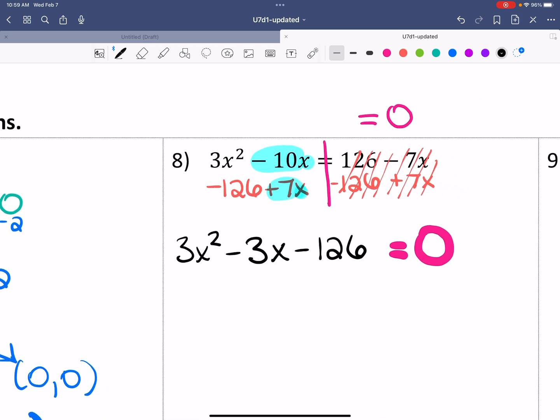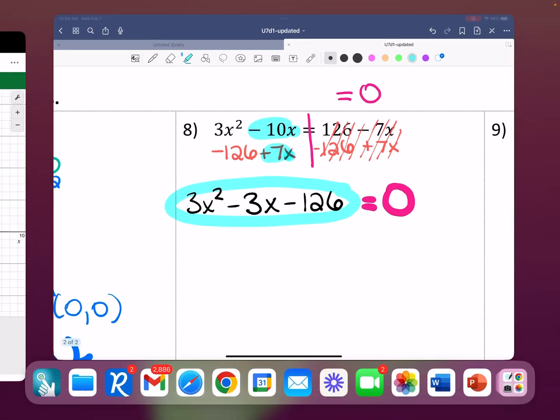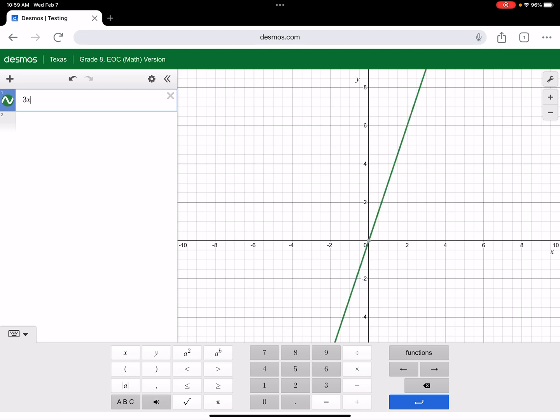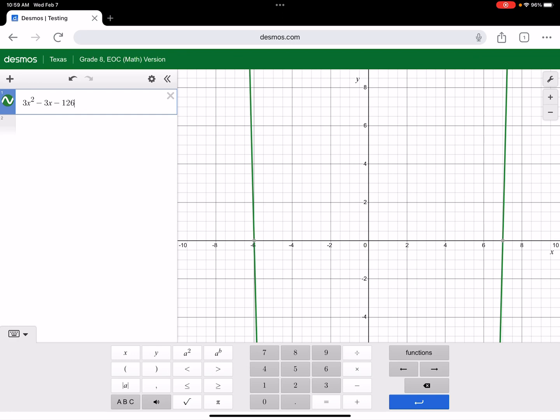So now that it's set equal to 0, all we're going to do is type this into Desmos, see where it crosses the x-axis, and save us the rest of the work from having to do the snowflake method and then keep solving for x that way. Because technically, we've already done some algebra by setting it equal to 0 ourselves. So let's go ahead and type in 3x squared minus 3x minus 126.